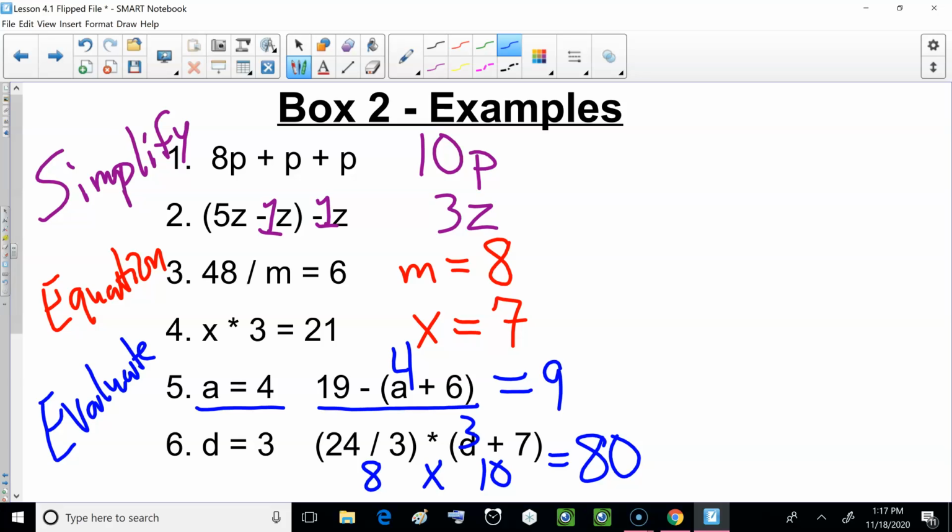Now you want to pause, we're done with our work right here. Pause the video, write down these examples, write down those vocabulary words to help you, and the answers. As we move forward with your work, you can repeat the same thing.